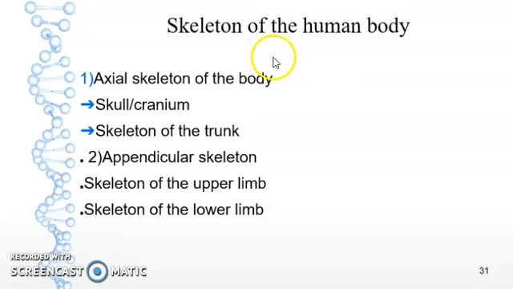The skeleton of the human body consists of the axial skeleton, which includes the skull and the skeleton of the trunk, and the appendicular skeleton, which includes the skeleton of the upper limb and the skeleton of the lower limb.